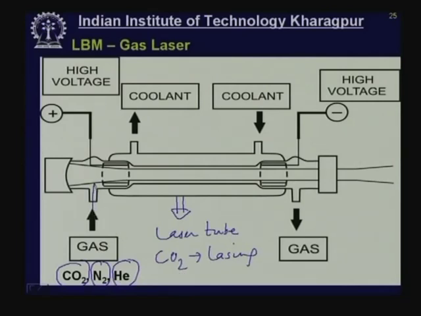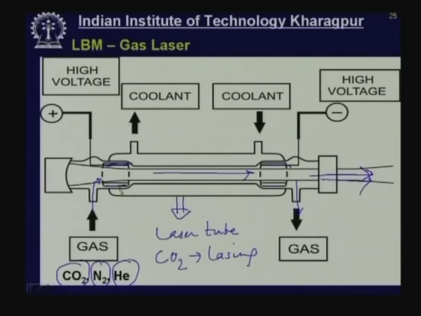So, you have a mixture of carbon dioxide, nitrogen and helium going through this particular port and coming out through this particular port. What else do you have? Here you have an anode and here you have a cathode, where you apply high voltage, so that an electrical discharge is established between these two electrodes. The energy of the electrical discharge pumps the gas molecules from the ground state to the higher energy state, and as they come down, it leads to stimulated emission, leading to the formation of the laser beam. This is the typical working principle of carbon dioxide laser.